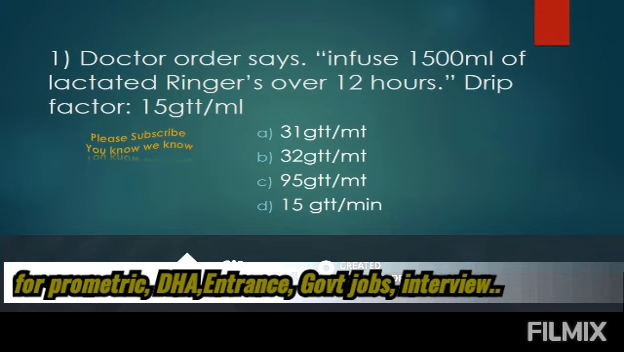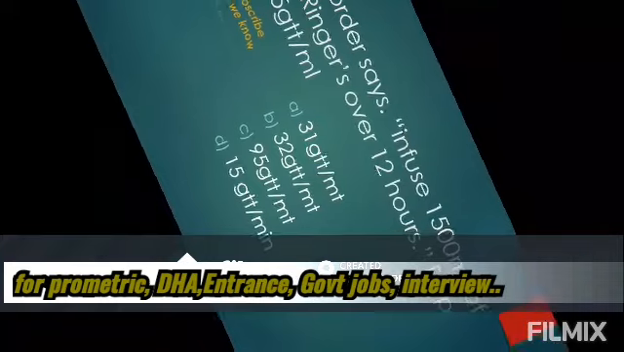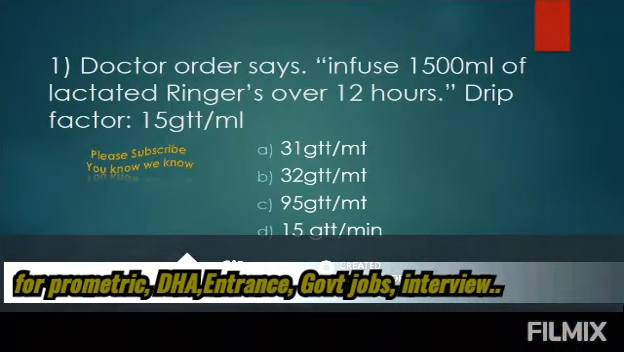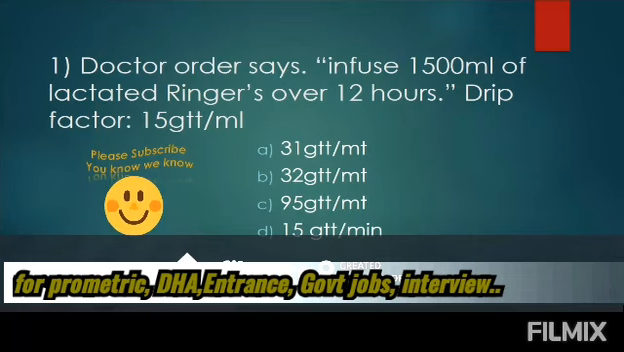So the drop factor formula is total IV volume divided by time in minutes. Hours are always to be multiplied by 60 minutes, then multiplied by the drop factor, and we will get the drops per minute. So here, how we apply the formula: total IV fluid volume, which is 1500 ml, to be divided by 12 hours, and 12 hours to be multiplied by 60 minutes.